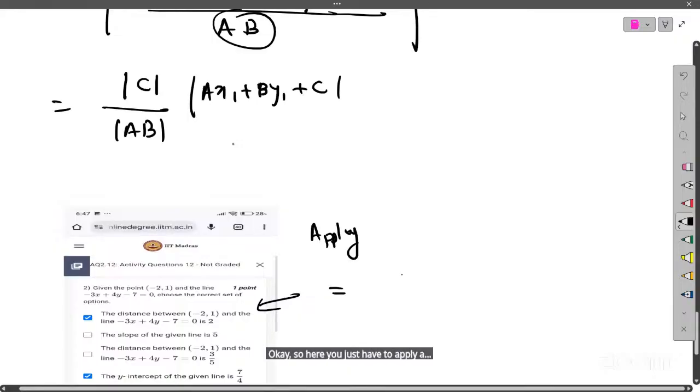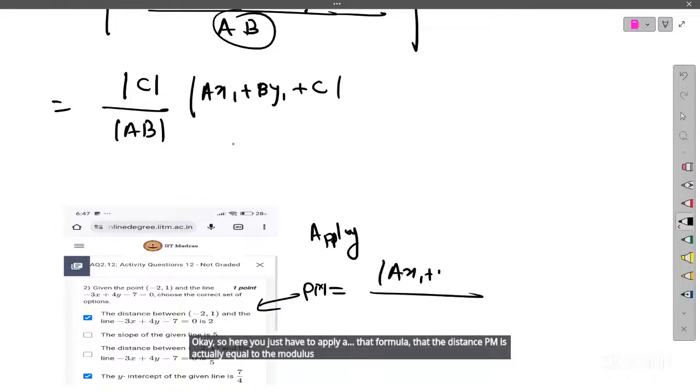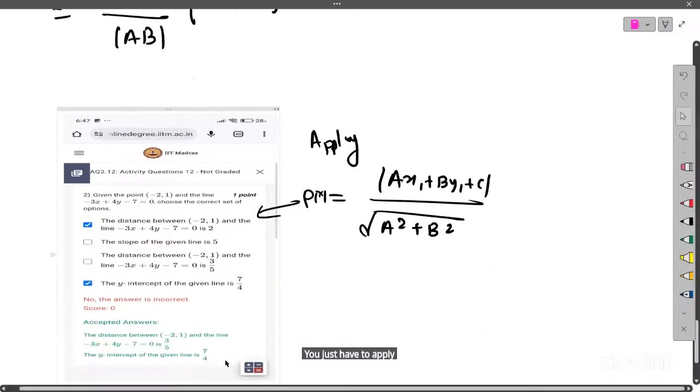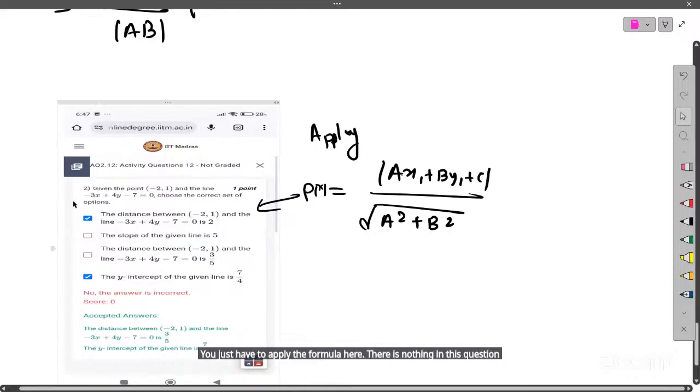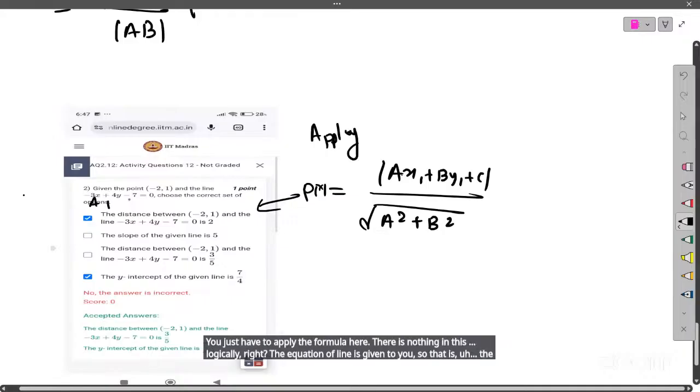So here you just have to apply that formula, that the distance PM is equal to the modulus of Ax1 plus By1 plus C upon the square root of A squared plus B squared. Okay, you just have to apply the formula here. There is nothing logical in this question, right? The equation of the line is given to you, so the values of A, B, C are already given, and x1, y1 is also given. Just substitute and find the answer.